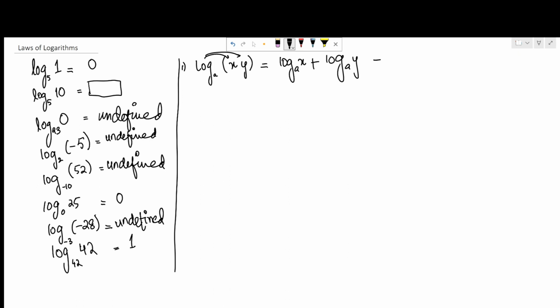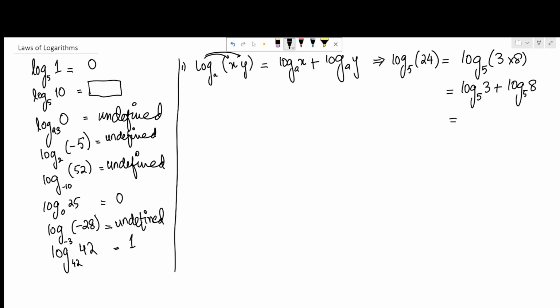And let's see the example. For example, log 24 to the base 5. Let's see how this works, okay? You can write 24 as 3 times 8. So according to the property, log is distributed to both numbers inside, with an addition sign. I want you to quickly check the value of log 24 to the base 5.